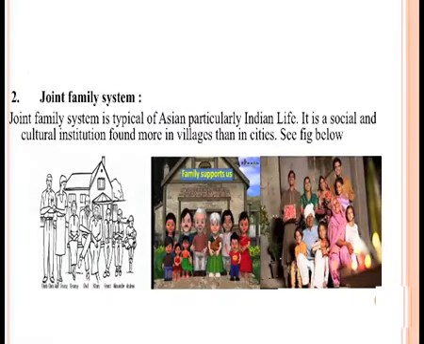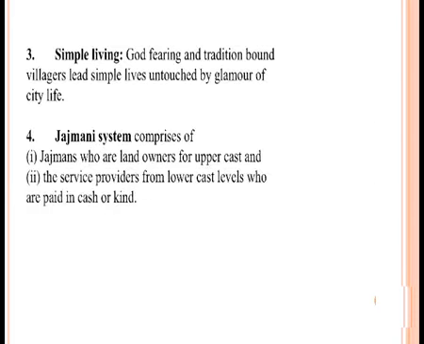Second is the joint family system, which is typical of Asian, particularly Indian, life. It is a social and cultural institution found more in villages than in cities. See the figure below. Third one is simple living. God-fearing and tradition-bound villagers lead simple lives, untouched by the glamour of city life.